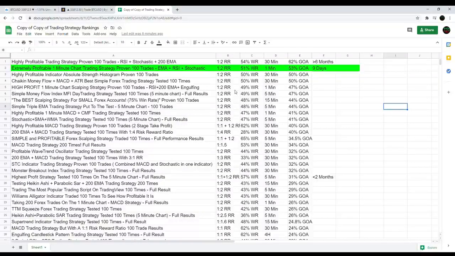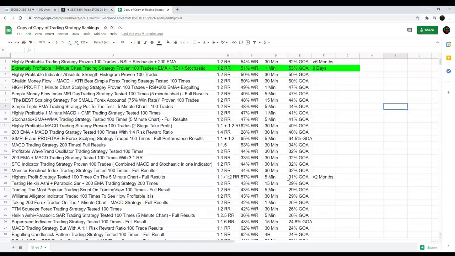So the only other thing I could compare these two tests to is, let's see, where is it? Highest, here it is, this one. The 5-minute highest profit strategy tested 100 times on the 5-minute chart, full results. So this was done with the similar method of trading, but the difference was I used the absolute strength histogram as the entry signal instead of the stochastic, and the absolute strength histogram gave horrible entries. They were just really late. It's kind of like the MACD. It gave a much later entry, so it just didn't work as well with this sort of system.